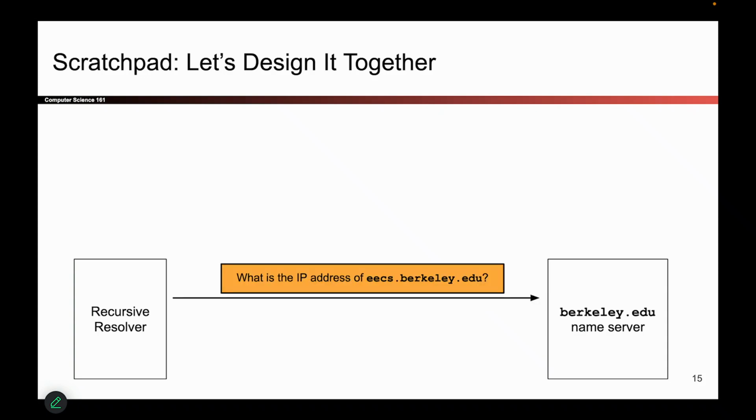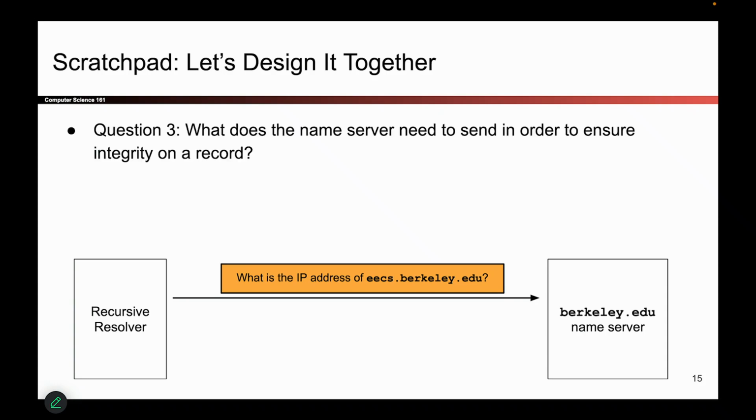So with those two ideas, we can already start to figure out what DNSSEC is going to look like. As always, the recursive resolver asks the same question we've always been asking. What is the IP address of eeks.berkeley.edu? But the question for you now is, what does the name server have to return in order to use the digital signature scheme that we've been talking about?